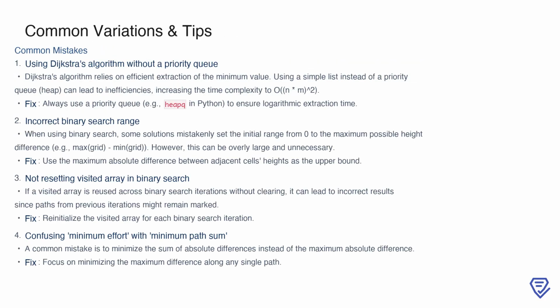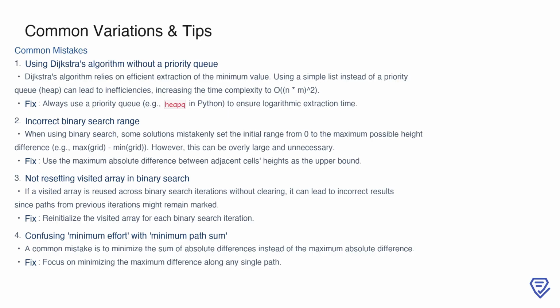One common mistake when implementing Dijkstra's algorithm is neglecting the use of a priority queue. Dijkstra's relies on efficiently extracting the smallest value at each step, and using a simple list instead of a priority queue can drastically increase the time complexity to O((n times m) squared). To avoid this inefficiency, it's important to use a priority queue, such as Python's heap, which ensures that the extraction of the minimum value happens in logarithmic time.